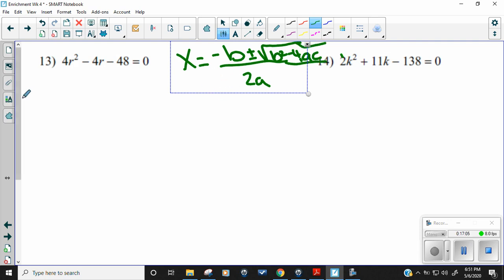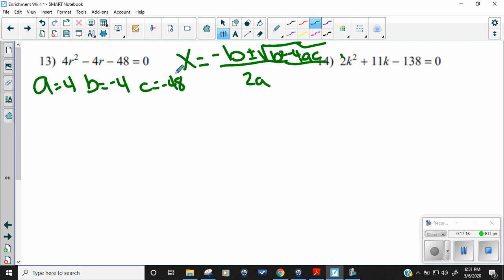Okay, number 13, a is 4, b is negative 4, and c is negative 48. Now, your y-intercept is negative 48. Now think of where that is on the graph. 0, negative 48 is way down. I could take out a 4 if I want to factor it for the x-intercepts, and I get negative 12 and 1. There's nothing that multiplies to 12 and adds to 1, so I'll use the quadratic formula on this. Okay, let's see what's next.